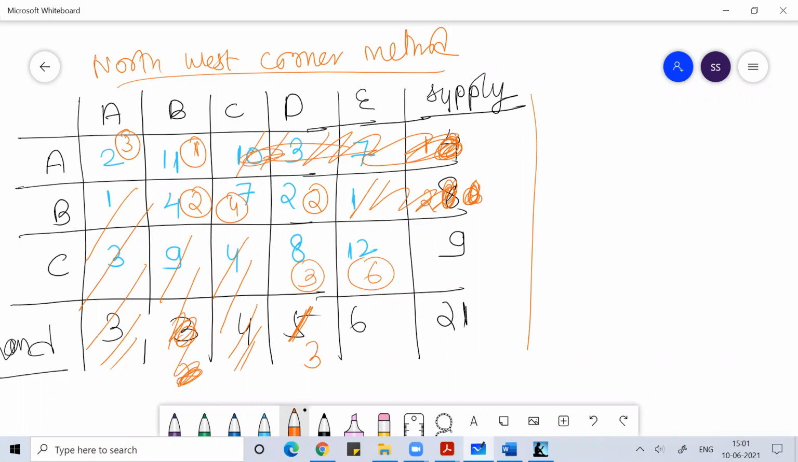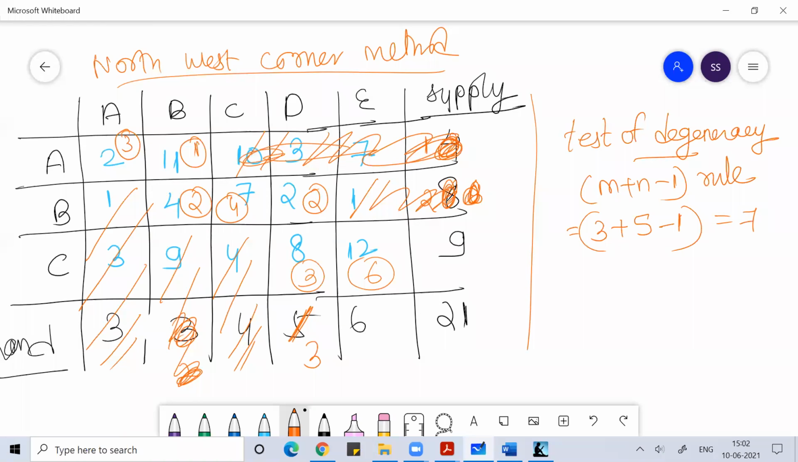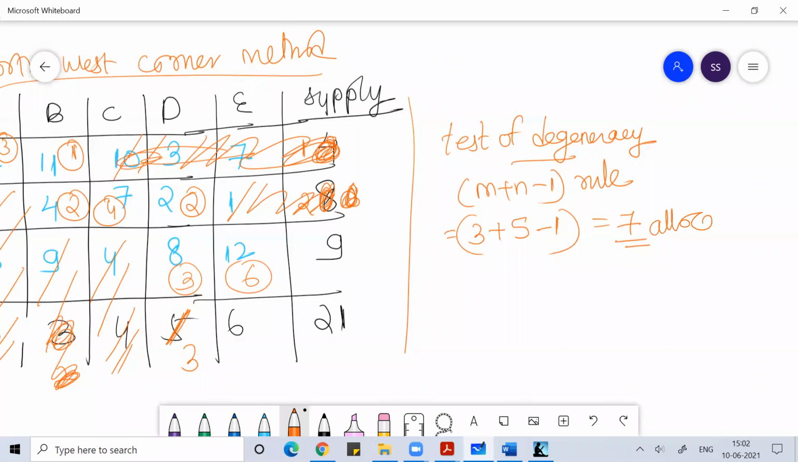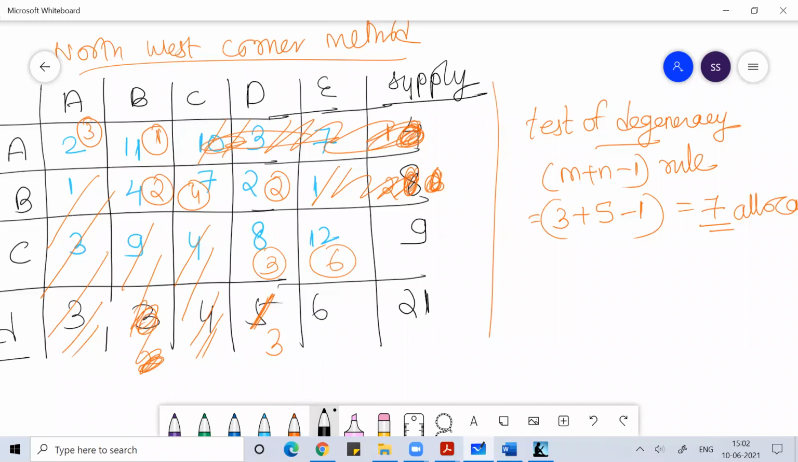Before I find the total cost, the test of degeneracy, always do it, never forget this test. The total number of allocations should follow the m plus n minus 1 rule. M is the total number of rows, that is 3, n is the total number of columns, that is 5, minus 1. So there should be 7 allocations. Count the total allocations: 1, 2, 3, 4, 5, 6, 7. Done. Everything is fine, no problem.